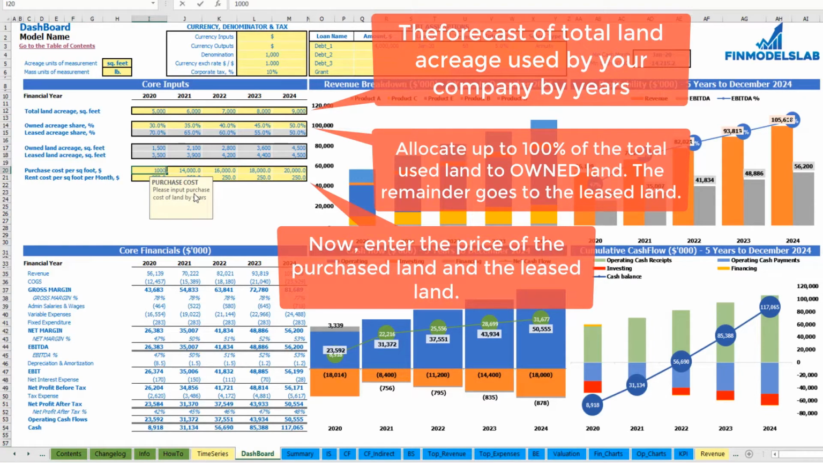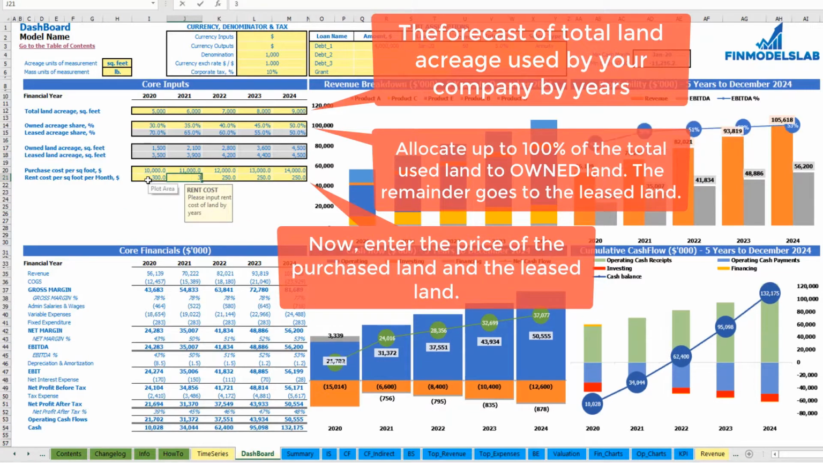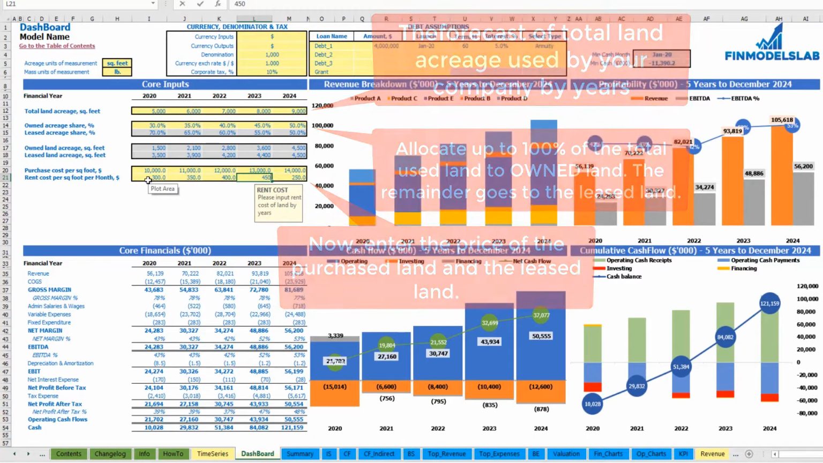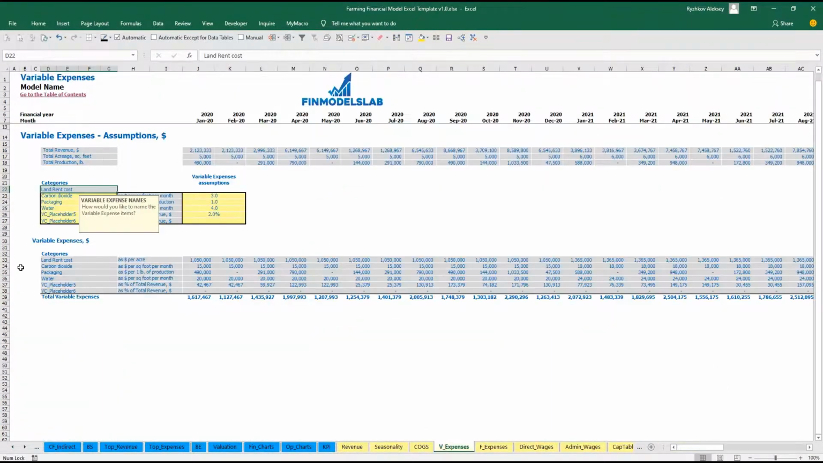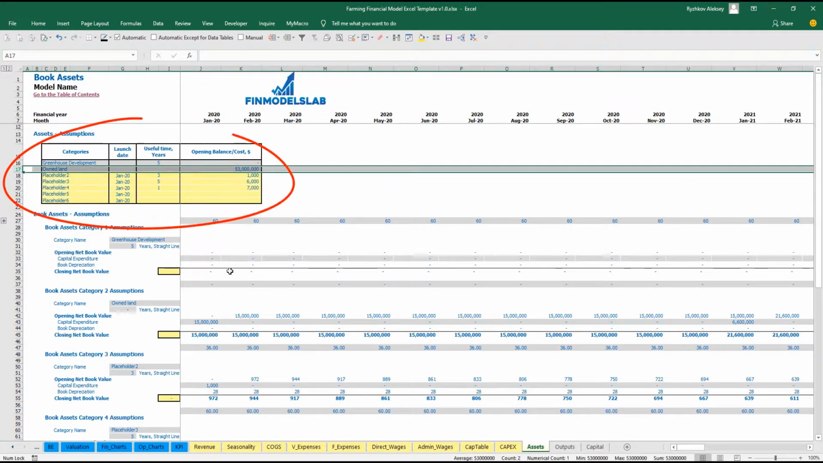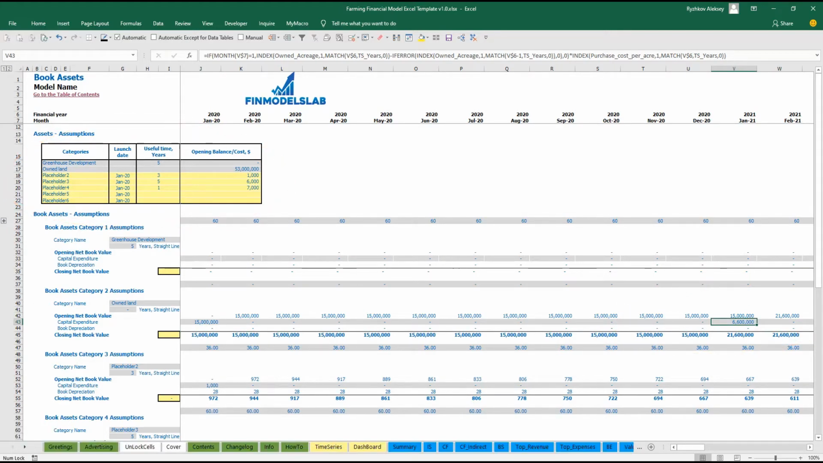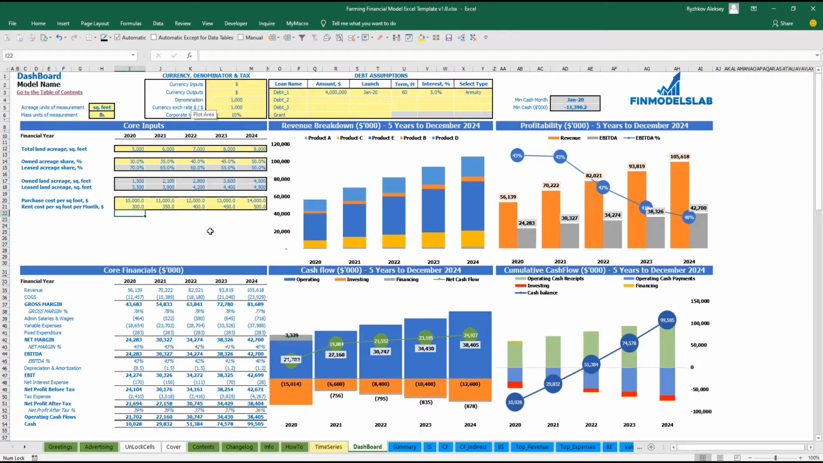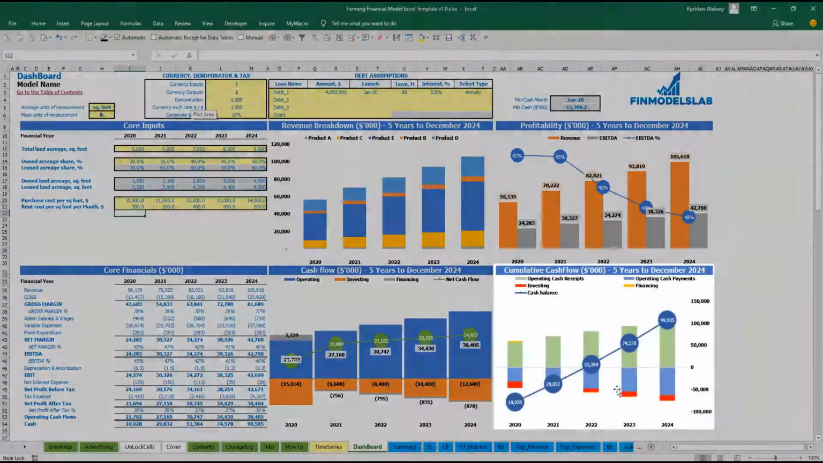So for example, 10,000 and additional $1,000 will be the purchase cost per square foot, and the rent cost can be 300, 350, 400, 450 and 500. The calculation of rent you may see on the variable expenses, land rent cost. On the asset step you may see the total owned land amount and the capital expenditure by months in section number 2. And once you set up everything, all the expenses, wages and revenue assumptions, you may review your core financials, the revenue breakdown, profitability, cash flow and the cumulative cash flow charts.